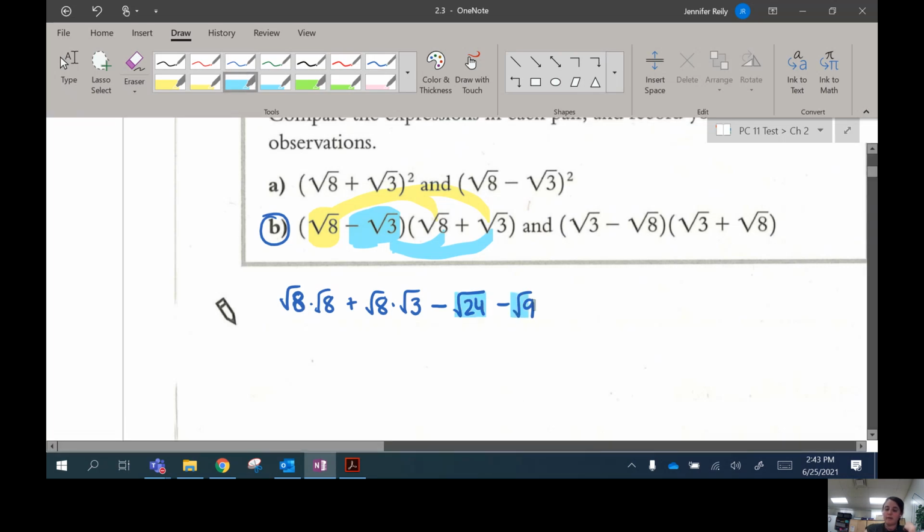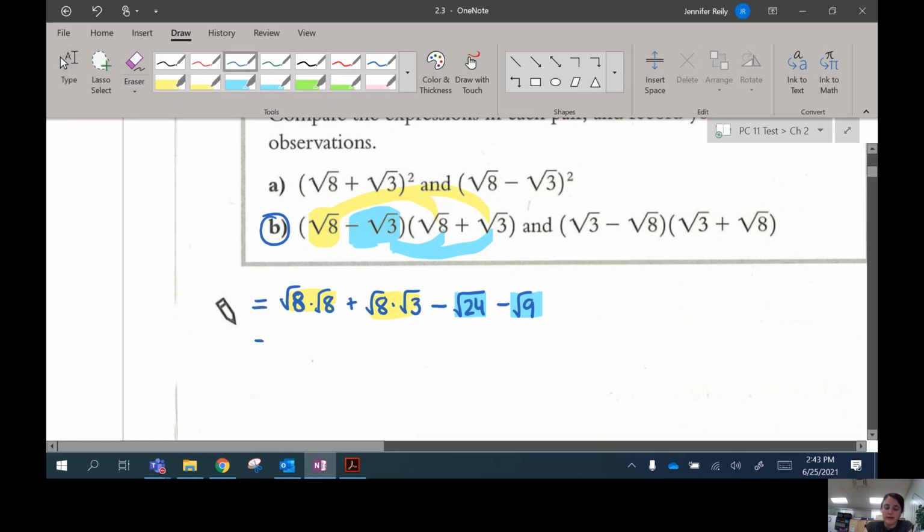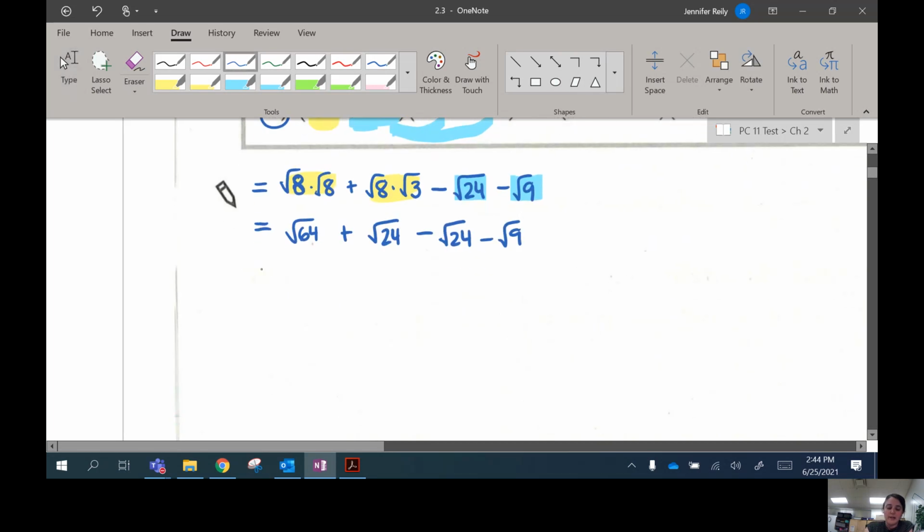Okay, so I got 2 terms from the blue and 2 from the yellow. Then your job would just be to clean it up and simplify if you can. So I'll have square root of 64 here, since 8 times 8 is 64. I'll have 24 for the yellow one there, and I'll have another 24 and square root 9. So a couple of these I can evaluate. Square root of 64 is 8.